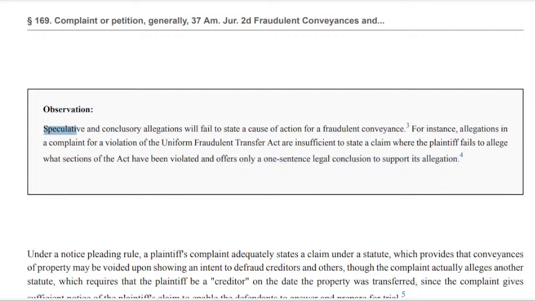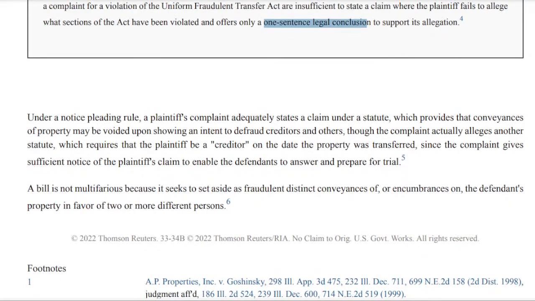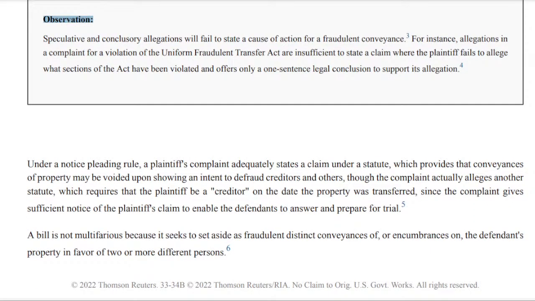Interesting here. So speculative and conclusory allegations will fail to state your cause of action for fraudulent conveyance. A complaint for a violation of the UFTA is insufficient, and you have to allege what sections, and you can't be offering a one-sentence legal conclusion to support your allegation either. One-sentence legal conclusions rarely are sufficient in the first place, but that's a great observation. As you can see, these are practice tips that give you a better sense of the way things operate in the real world when they hit these types of causes of action, and whether they can actually pass or fail to have standing.